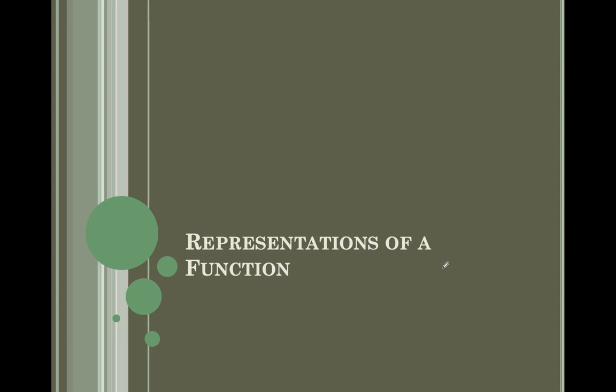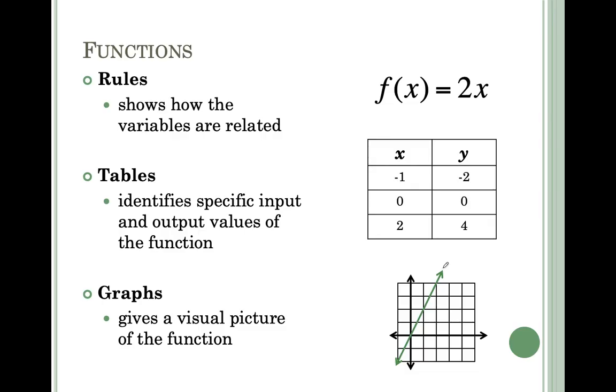So there are many different ways to represent a function. We've seen almost all of them at this point, I think. A function rule is an equation. We've seen those. A table, we've seen those. And then a graph is another way to represent each function.